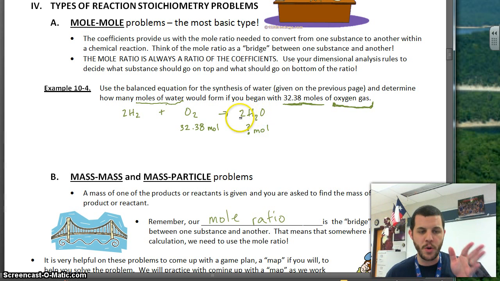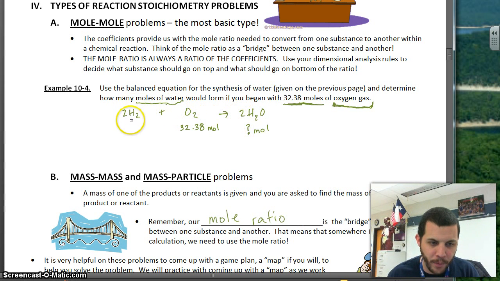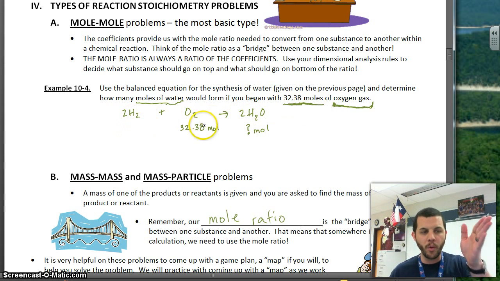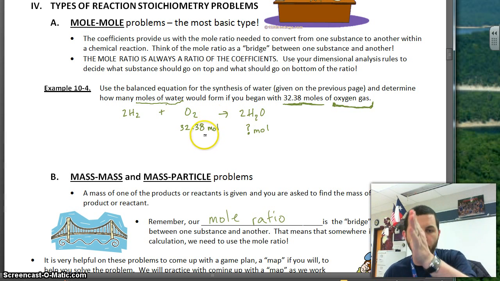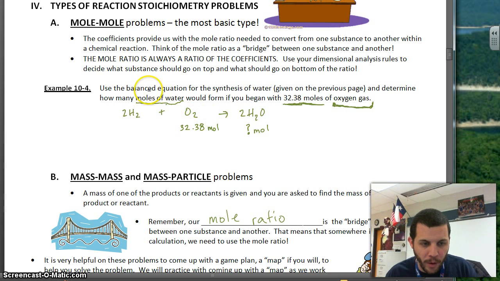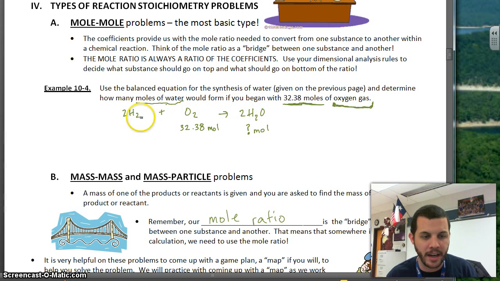Okay, now if you are in a reaction, the only way you can get from one reactant to the other reactant, or one reactant to a product, or a product to another product, the only way that you can relate those two things is via a mole ratio. Okay, so this mole ratio right now, if I have 2 moles of hydrogen, that would react with 1 mole of oxygen to form 2 moles of water. So my ratio then is 2 to 1 to 2. Okay, so my ratio of just oxygen to H2O is a 1 to 2 ratio.